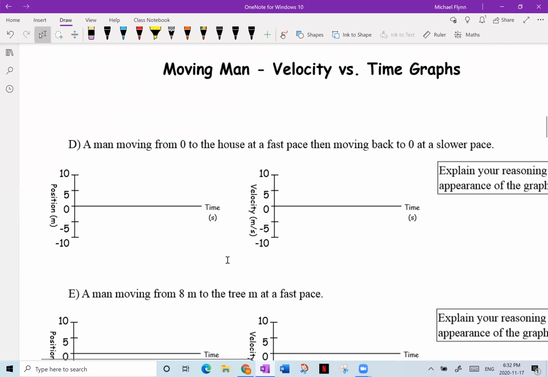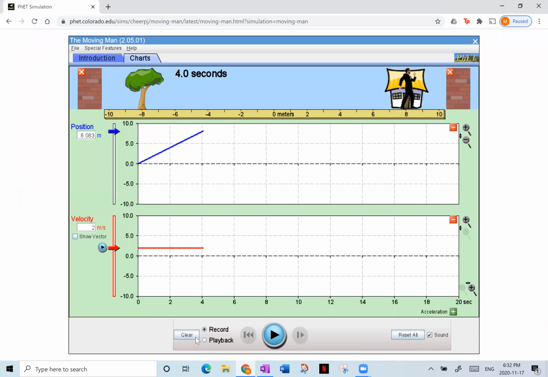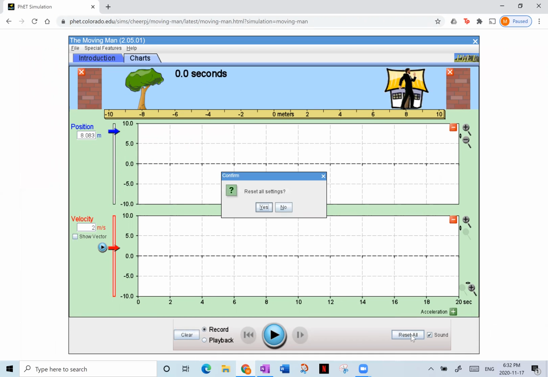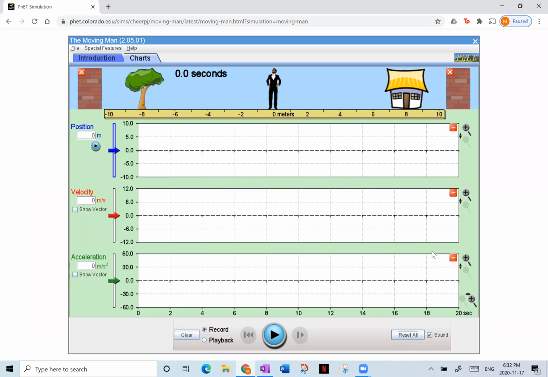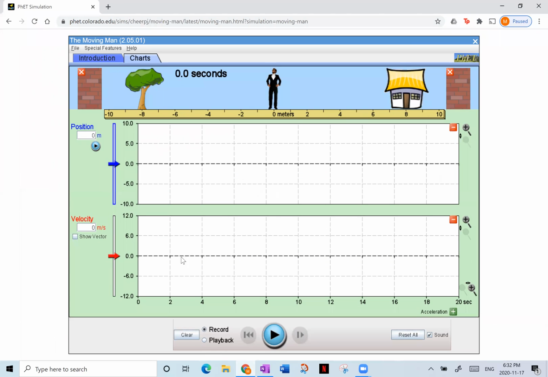If you want to see how you would do letter D, go back to the Moving Man and clear everything. I reset all the settings. He goes back to the middle. I'm going to close this acceleration time graph again. So it says from 0 to the house and back to 0 again.